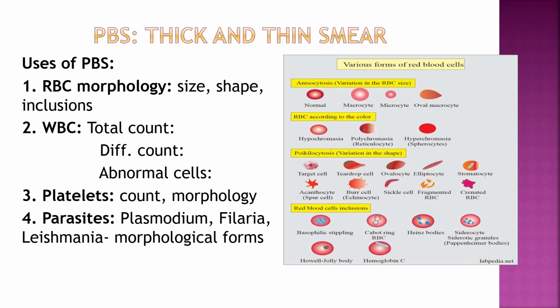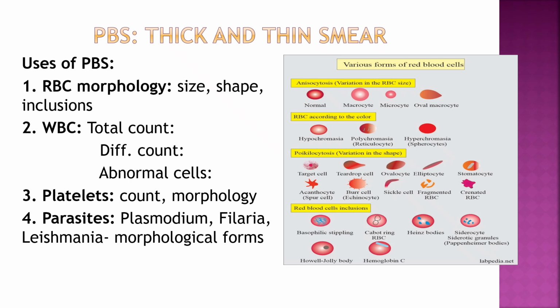So these are different shapes. And inclusions: basophilic stippling can be present, purple granules inside the RBCs; the ring form is called Cabot ring; Heinz bodies; and the Howell-Jolly body seen in megaloblastic anemia. So these are the different RBC morphologies we can see.